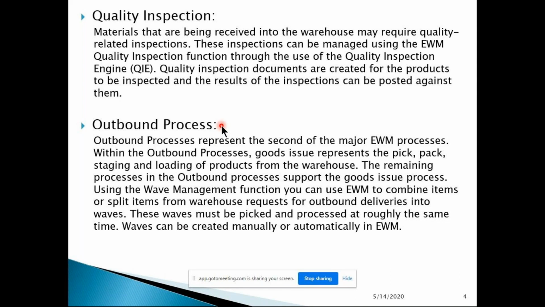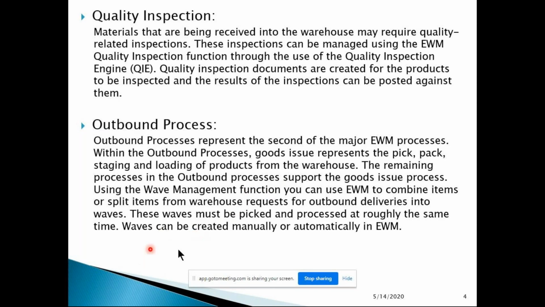You pick and pack: you pick the materials from the bin, then pack them, then put them in the staging area, then load them into the truck, and then post goods issue. You also have wave management, which helps you group multiple outbound deliveries together. At a certain point of time the wave is released, so the system creates the picking warehouse tasks and groups those warehouse tasks into warehouse orders to optimize the picking.